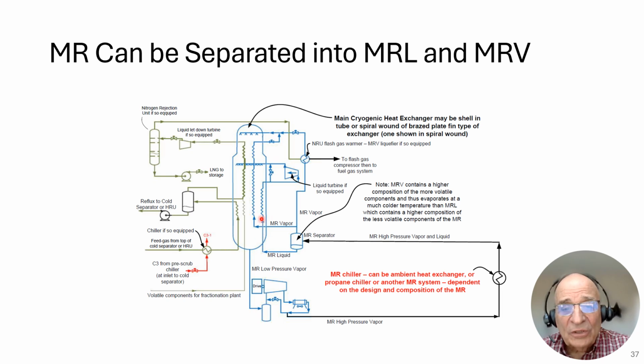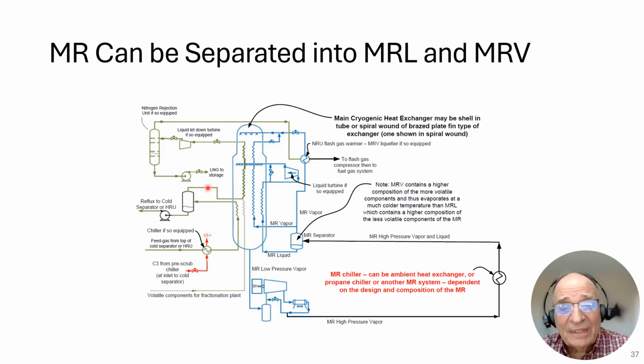The MRL would come up, become subcooled, and be used for mid-range refrigeration. This may be in the order of magnitude minus 180 to minus 200 degrees Fahrenheit, and that's going to chill these streams that are in here. Let's take a look at one of the streams, your feed gas stream, which is cooled down and the liquid is knocked out. That liquid is used for reflux for your cold separator or for your demethanizer.